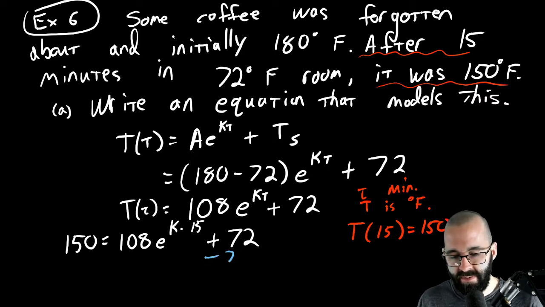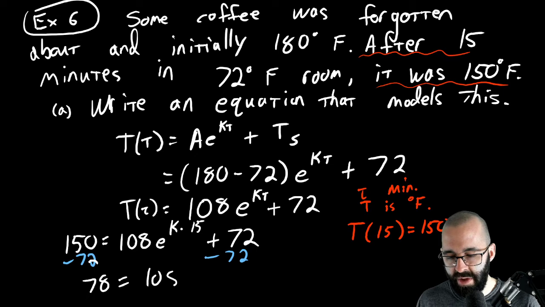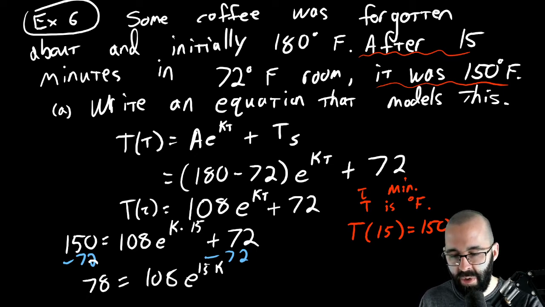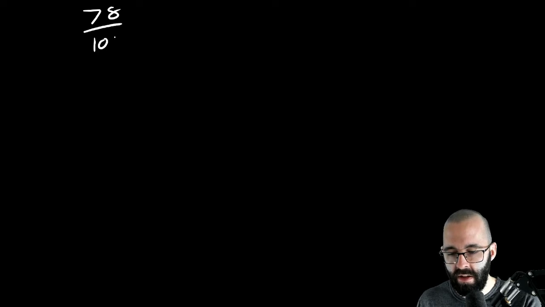Now what you should have done is subtract 72. We need that exponential function by itself. That's going to give us 78 equals 108 e to the 15k. Divide both sides by 108. And now our exponential function is by itself.